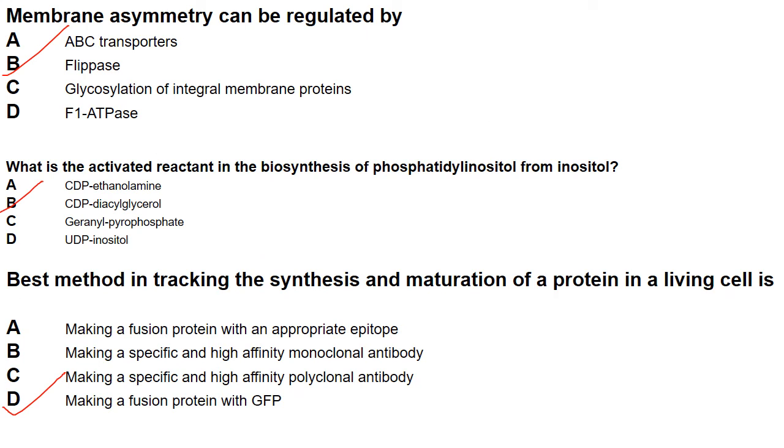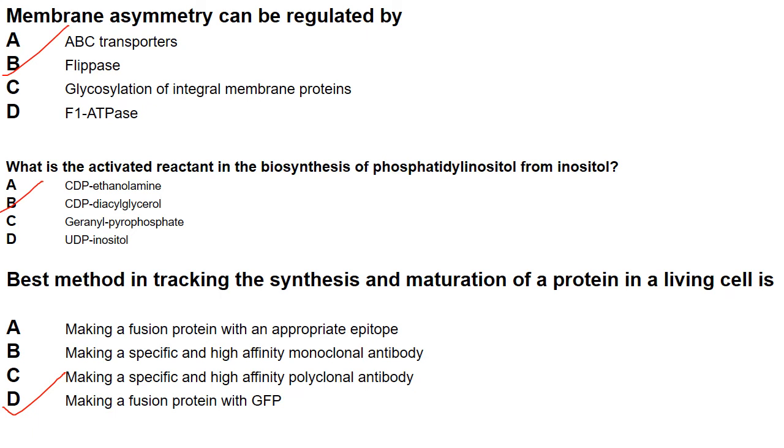Then membrane asymmetry can be regulated by. So membrane asymmetry is established and regulated by three classes of enzyme, that is flippase, floppase and scramblase. So here only option B is correct, that is they have given only flippase there. So option B is correct.